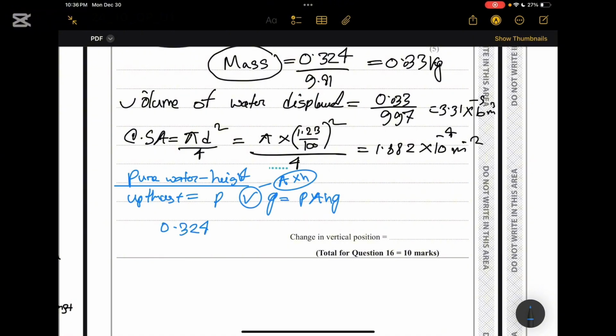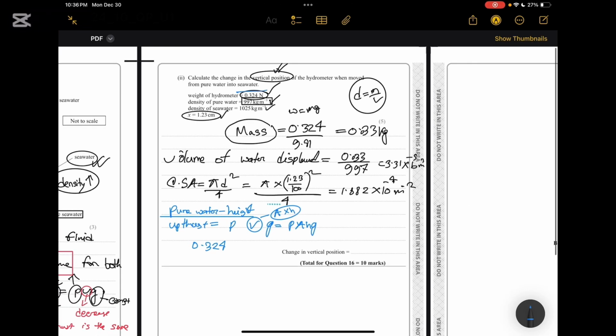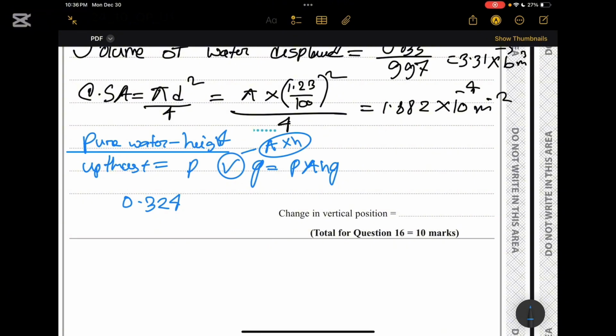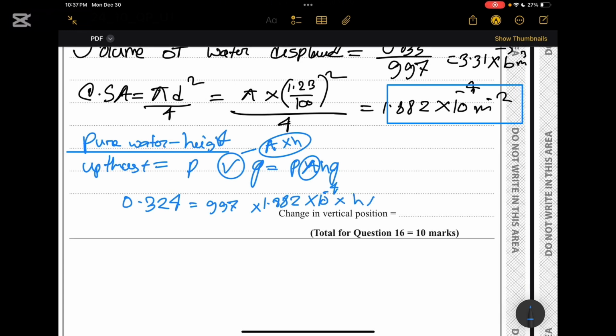So upthrust is equal to 0.324, which we have got before. This is the weight. We know the weight of the hydrometer is equal to the upthrust. So 0.324 is equal to 997, which is the density in pure water, into the cross-sectional area which we have figured out before, 1.882 times 10 to the power minus 4, into the height, into 9.81. So the height will come as 0.279 meter. So we have successfully figured out the height. Now let's figure out the height for the seawater.